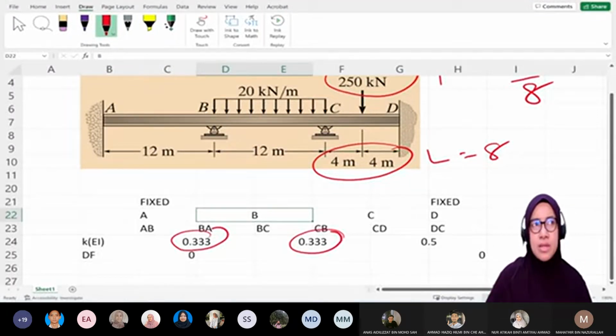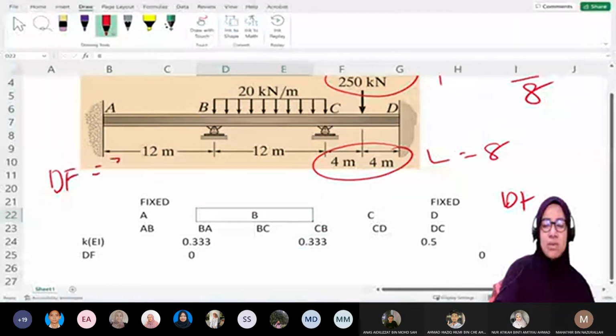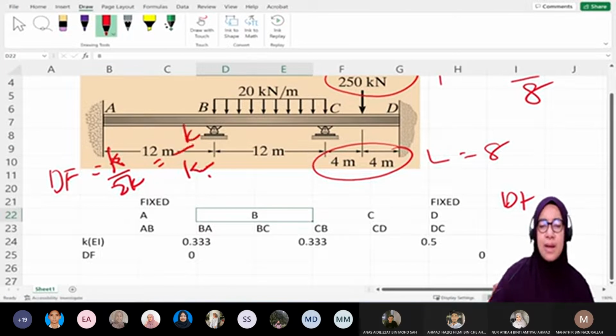This is joint stiffness. Okay, member stiffness satu ni. Kalau member stiffness, formula dia DF. DF equal to K divide by total K, ataupun divide by KT. K divide by KT. Okay, KT. Distribution factor. Okay, total K.